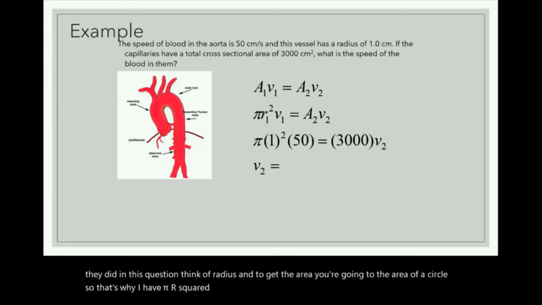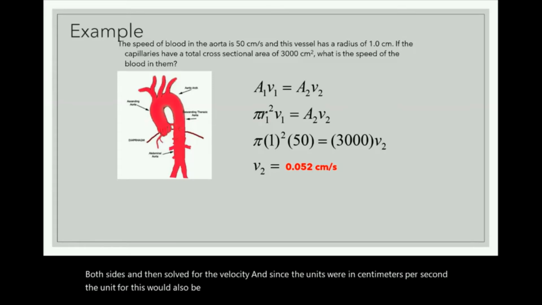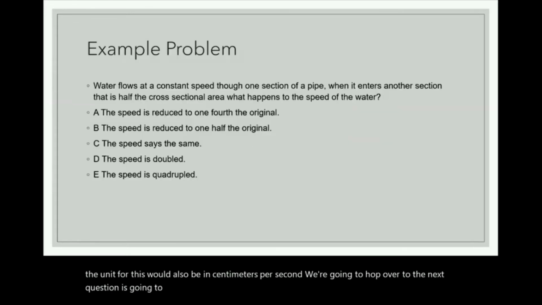And then I just went ahead and plugged in the numbers that we had into both sides, and then solved for the velocity. And since the units were in centimeters per second, the unit for this would also be in centimeters per second. We're going to hop over to the next question. It's going to be another example. All right, so this example, no real numbers to this, so just read through it, pause, and then once you think you have it, go ahead and hit unpause.